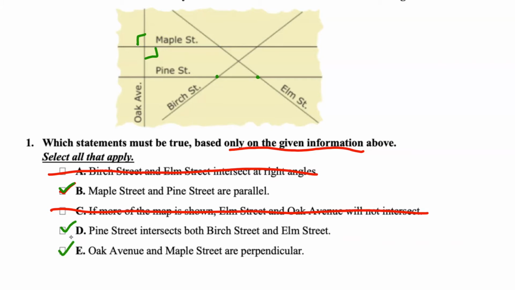Okay, so this is why this question was 3 points. So this was a total of 3 points. So you got 1 point for each correct response, but you got a half a point off for each incorrect response. So if you answered A or C, you lost half a point. And if you answered B or D or E, you got 1 point for each correct answer.